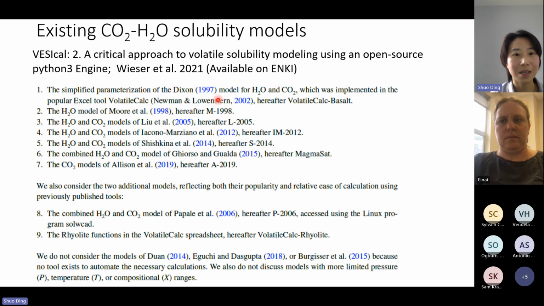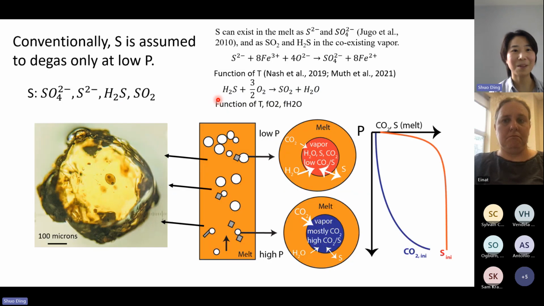so that's the water and CO2 model. Any questions? Good, cool. Okay, let's talk about sulfur now.